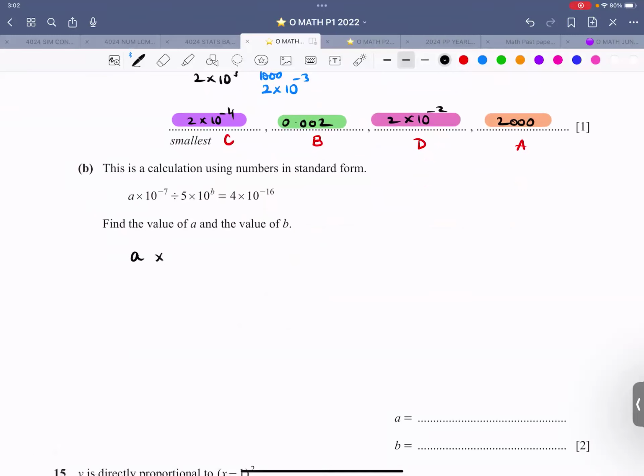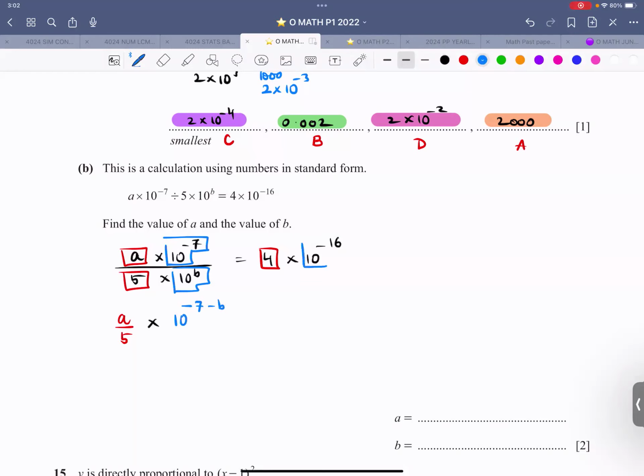So A into 10 raised to power of negative 7 divided by 5 into 10 raised to power of B is equal to 4 into 10 raised to power of negative 16. So we will simplify over here. This is A, this is 5. Write this thing as A over 5. We will equate it to 4 very soon. And then we have 10 raised to power of negative 7 over 10 raised to power of B. So this is 10 raised to power of negative 7 minus B, and then we will equate it to 10 raised to power of negative 16.